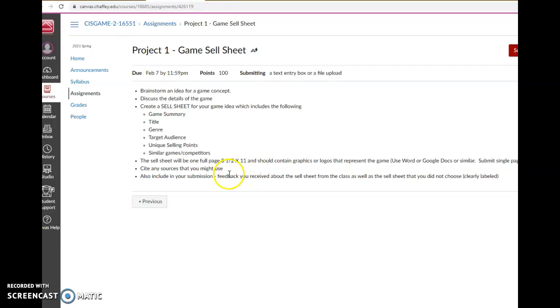And I'm going to take out this last piece about feedback, but this is going to give you an idea about sell sheet. We're going to have 3 sell sheets because we have 3 groups. So everybody will look at all of them. We won't do the feedback part. Anyway, so I hope that helps.